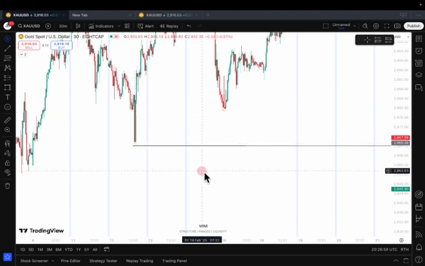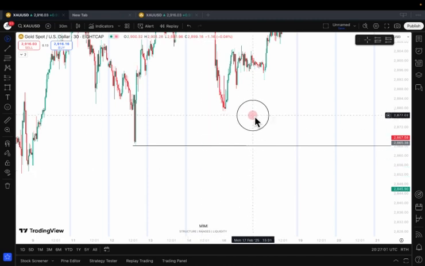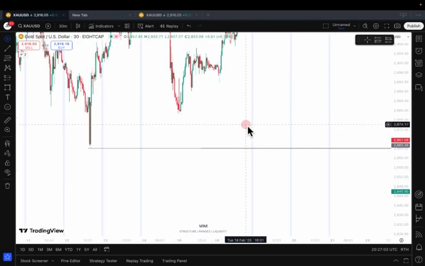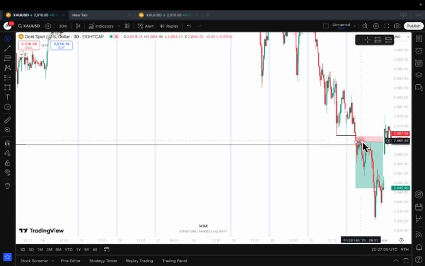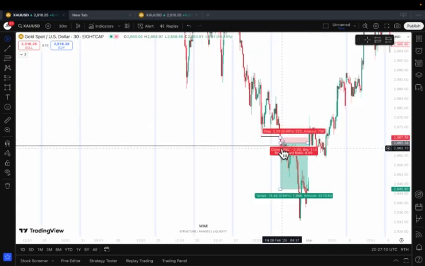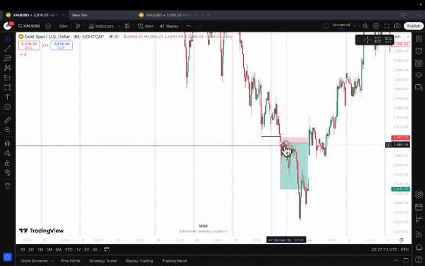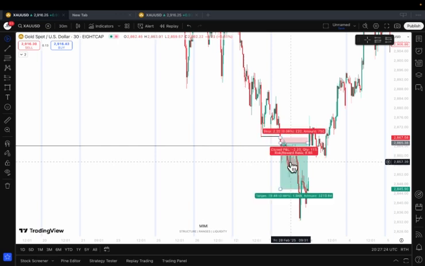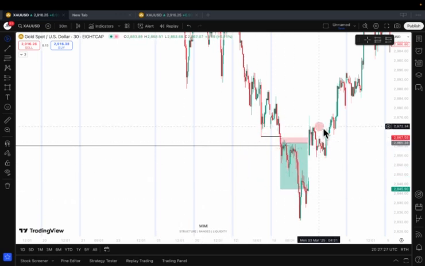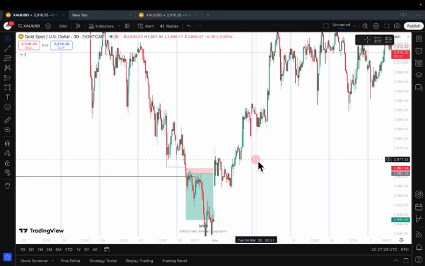So a failure of a zone with no significant reaction before the failure. Don't forget, no significant reaction before the failure, write it down, creates a breaker block. The failure of a zone could be your inducement, could be your external, with no significant reaction before the failure, creates a breaker block. All right.